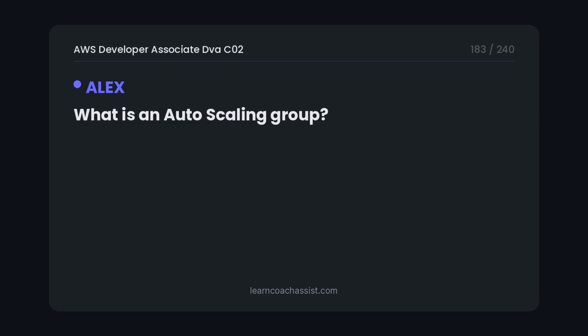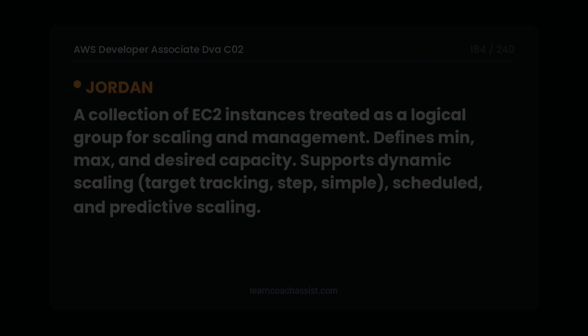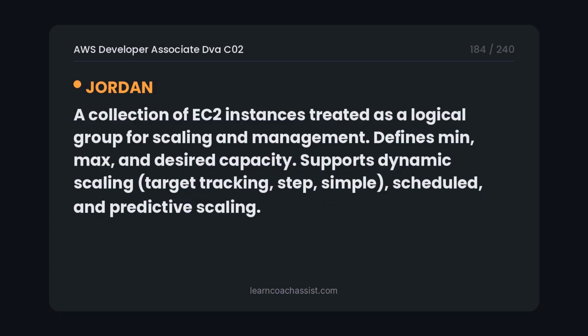What is an Auto Scaling group? A collection of EC2 instances treated as a logical group for scaling and management. Defines min, max, and desired capacity. Supports dynamic scaling, target tracking, step, simple, scheduled, and predictive scaling.